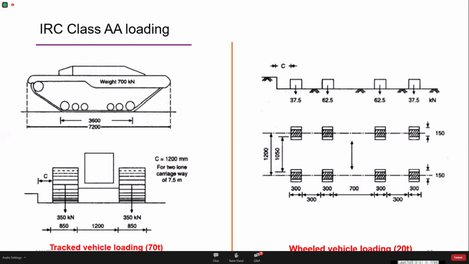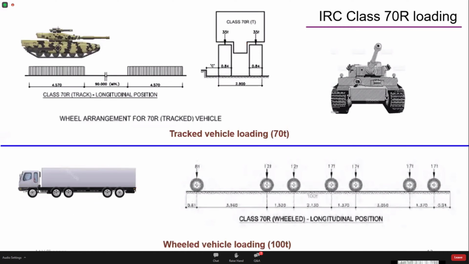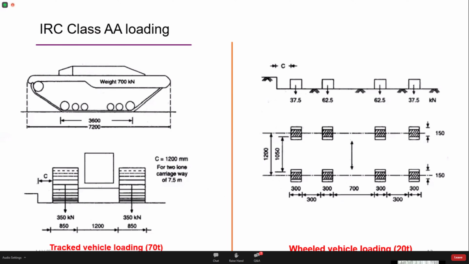Next is the IRC class AA loading. Again, here the loading is prescribed in the form of a tracked vehicle and a wheeled vehicle. The tracked vehicle again consists of a battle tank. The fundamental difference between IRC class 70R and IRC class AA loading is the contact length of the wheel that comes in contact with the deck slab. In case of 70R, the contact length of the track or the wheel was 4.57 meters, whereas the contact length of the track in case of AA loading is 3.6 meters.